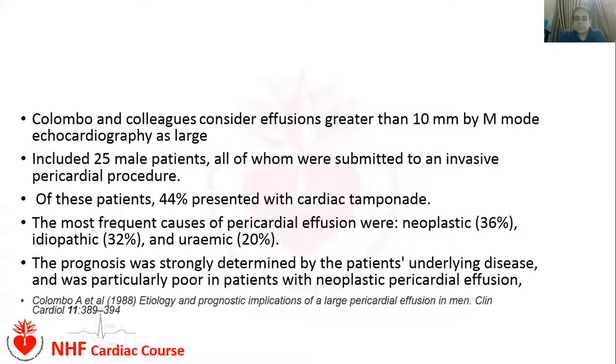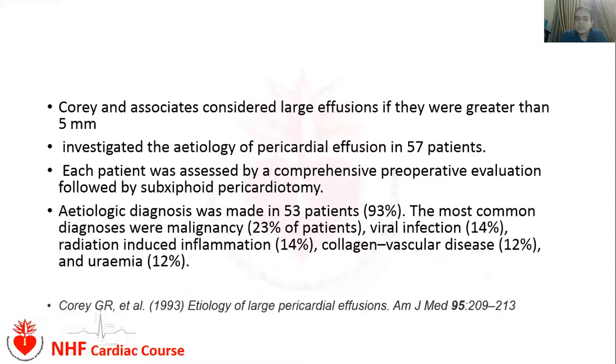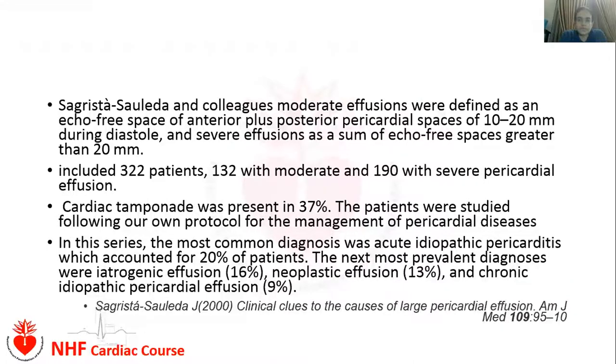Different investigators have published their series on the incidence of pericardial effusion, and they have mainly concentrated on etiology and incidence of pericardial tamponade. They have used different quantification to classify small, medium, or large. In some series, they have given 5 millimeter to be large. The commonest etiology they have shown is neoplastic, uremic, or idiopathic. The incidence of tamponade in different series varied from 25% to 40%.